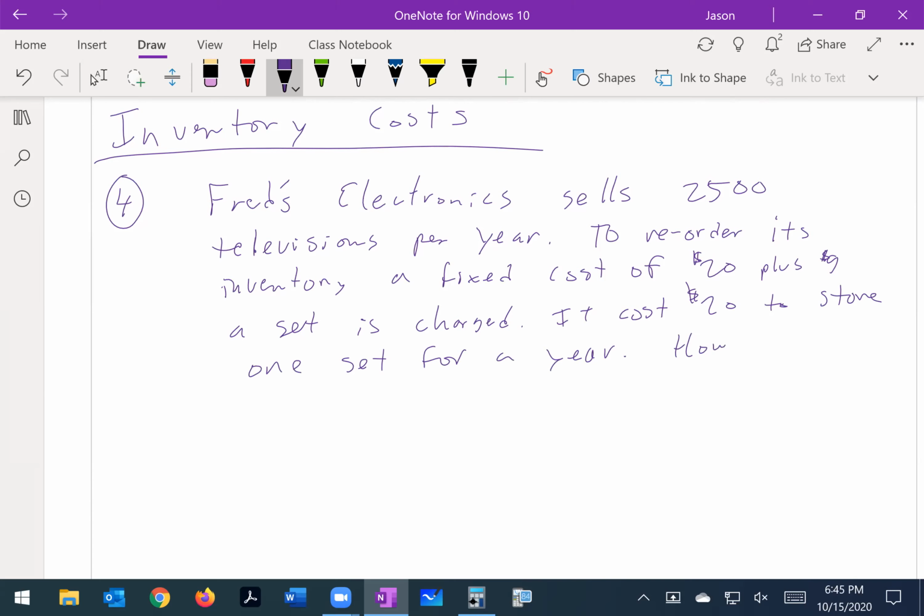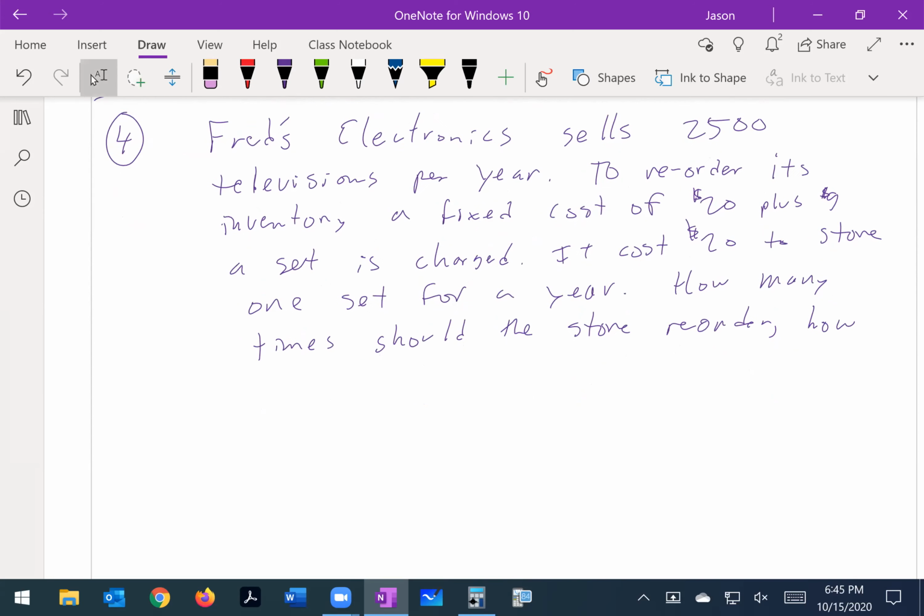Okay, so the question is, how many times should the store reorder and how many sets should be in each order to minimize the inventory cost?